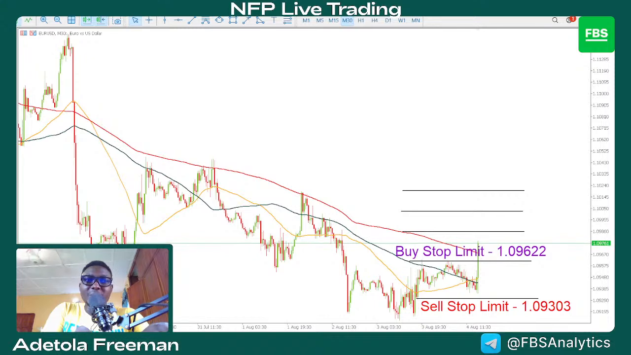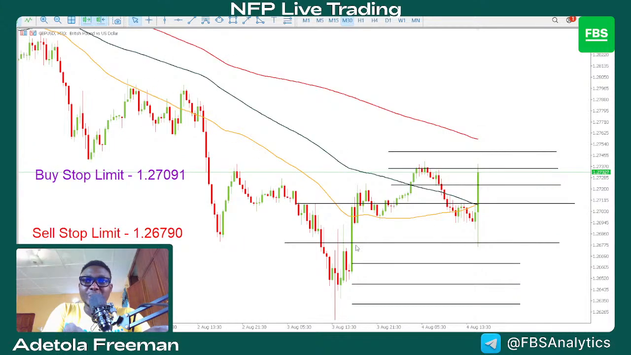So the buy stop is active on Euro USD and on GBP USD. GBP USD is already at TP2, and this is our TP3 all the way up here. Our TP3 on GBP USD is 1.27485.